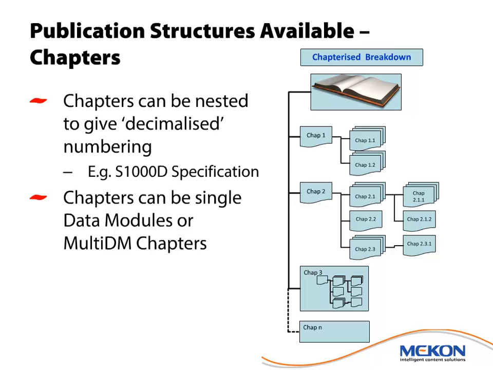Here we can see the chapters in a publication. Now, you can have chapters on their own without volumes and sections, so let's get that bit sorted out. You can actually nest chapters to give them decimalized numbering. This breakdown idea is exactly the same as in an S1000D publication module. So chapters can be either single data modules or multiple data modules, and as you can see, we've got the notion of chapterization. On one project that we were involved in, we had something like 8 or 9 different levels of decimalization of chapters.